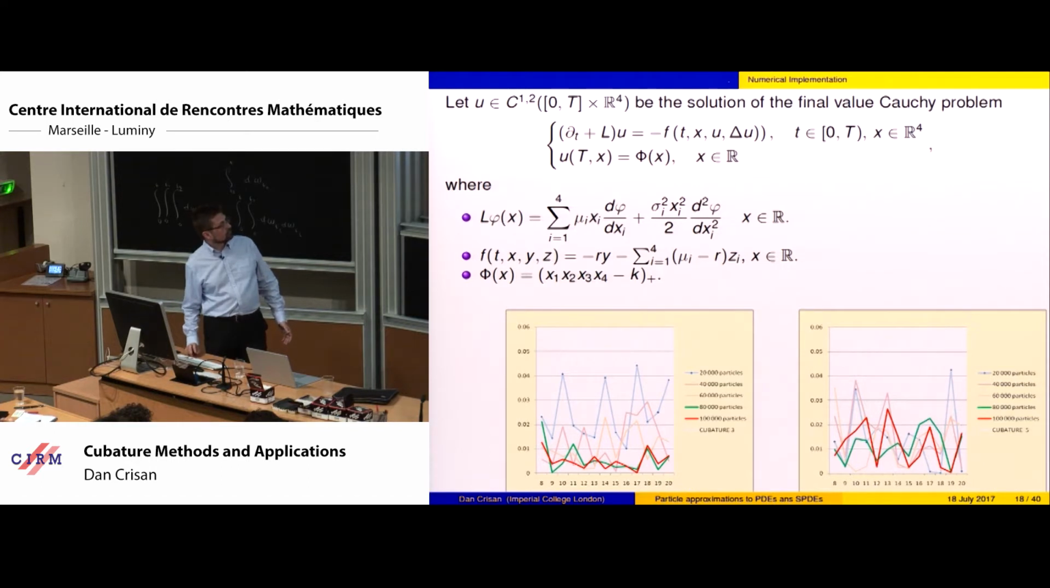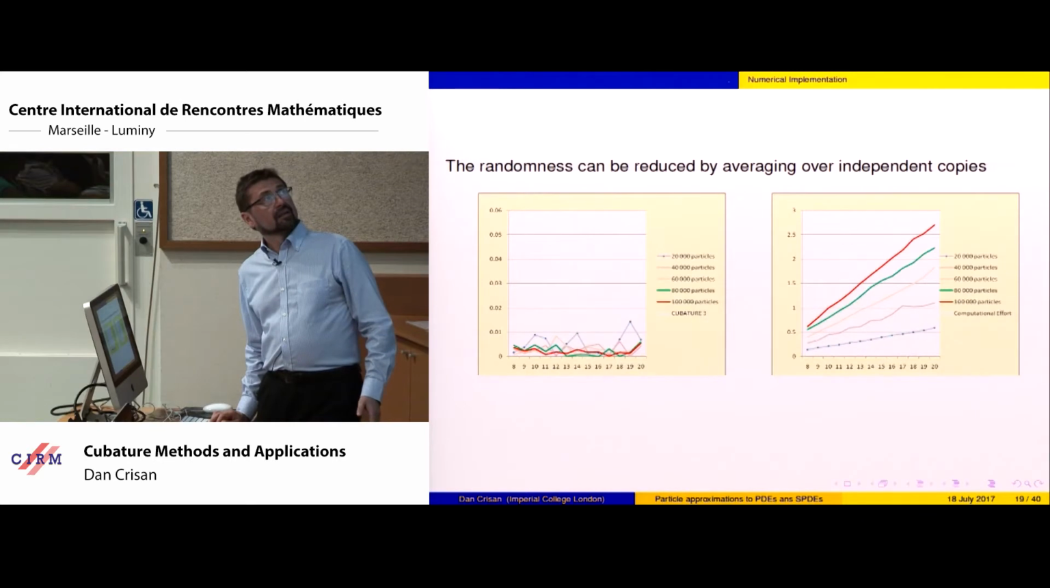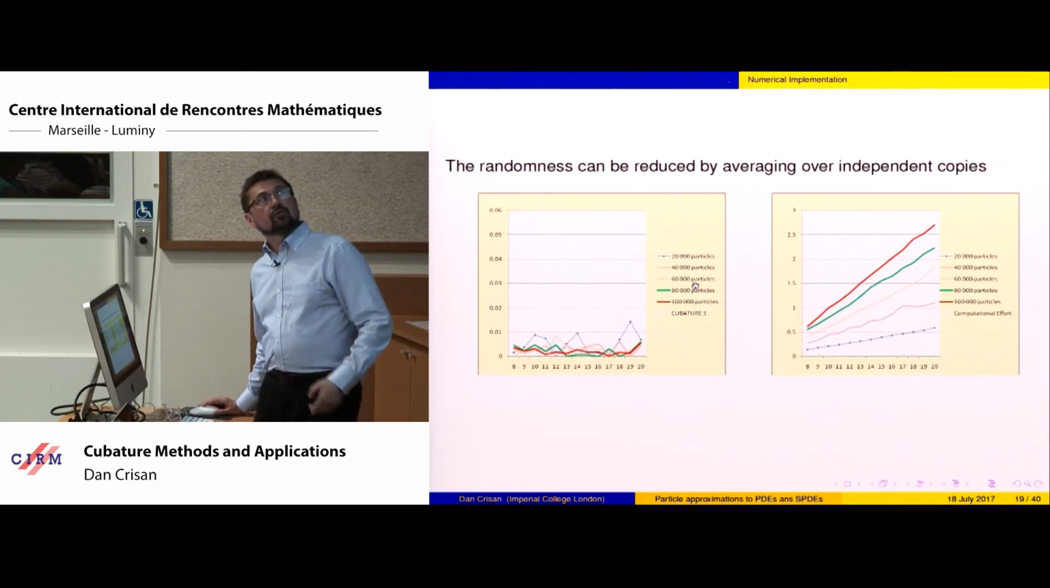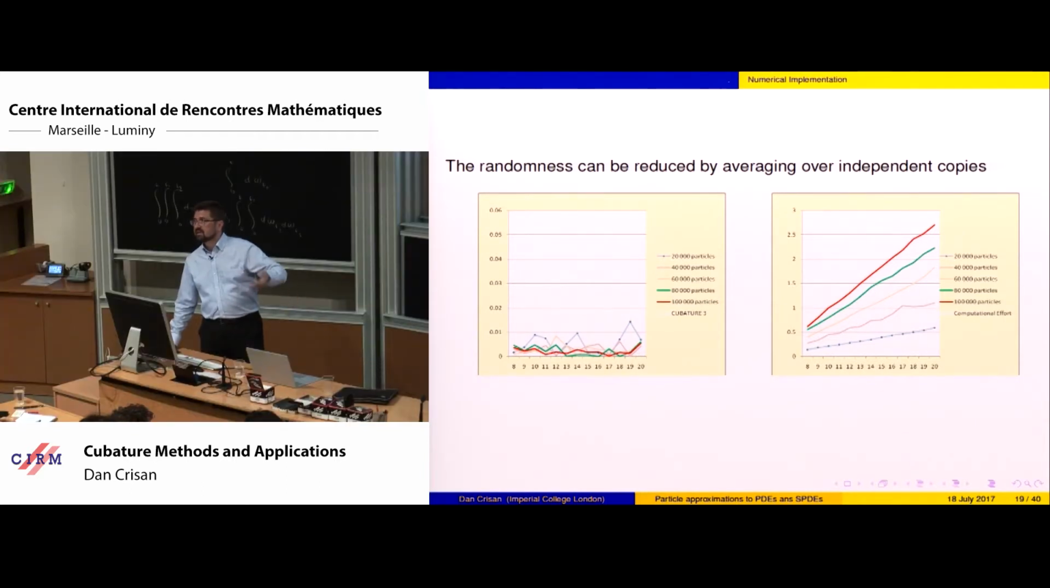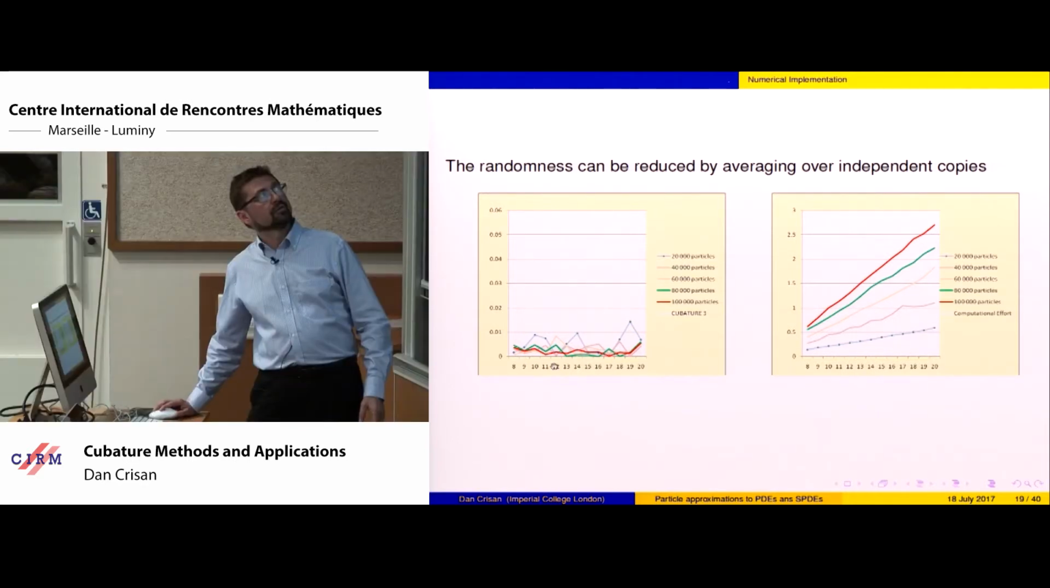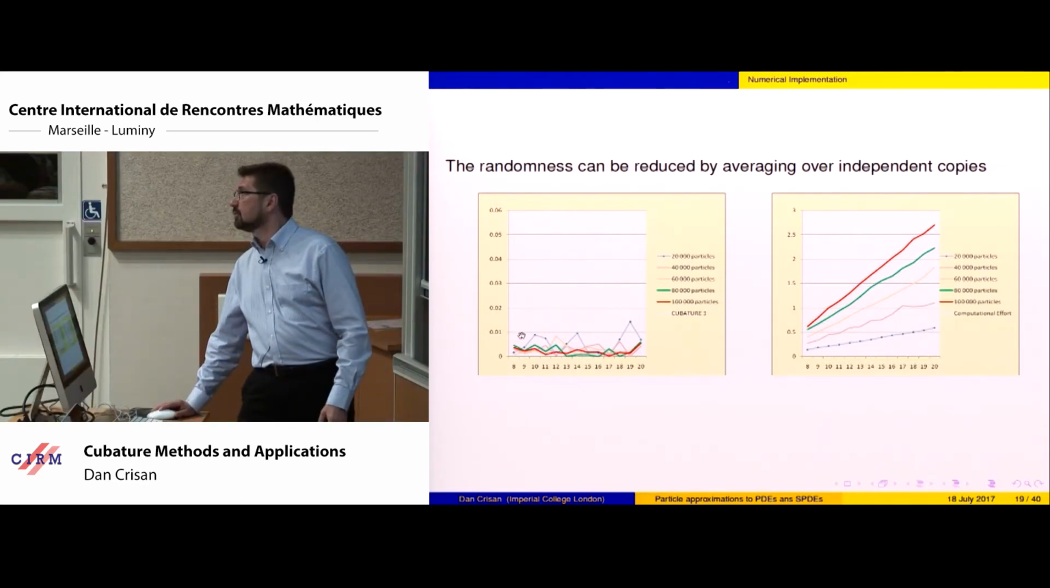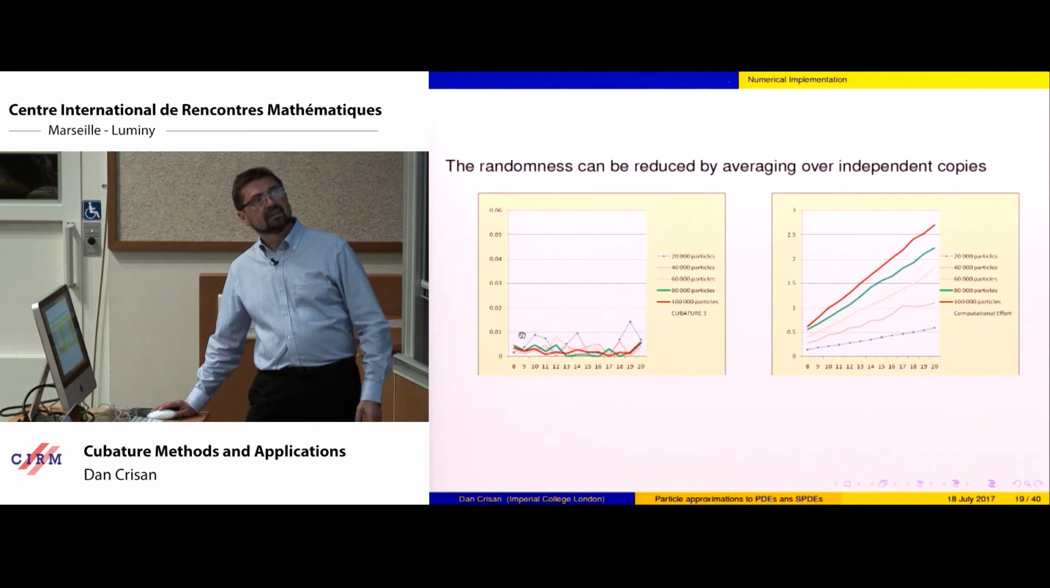And this is done for cubature of order 3 and cubature of order 5. And on the computational effort, if you do an averaging over independent runs of applying the TBBA, you get a better result because you reduce the variance and you get a much better error. The error is of order 0.01, the relative error.